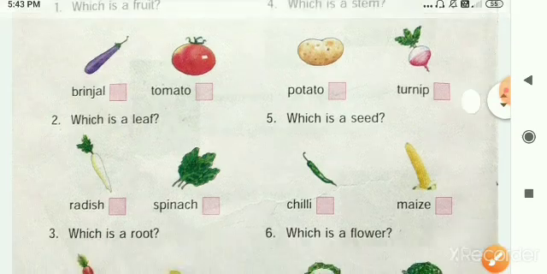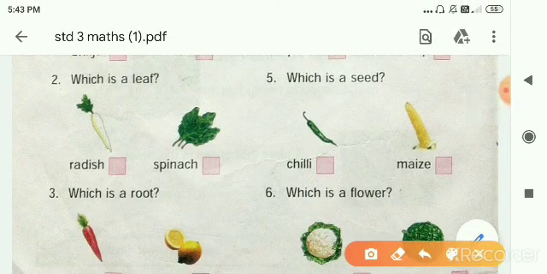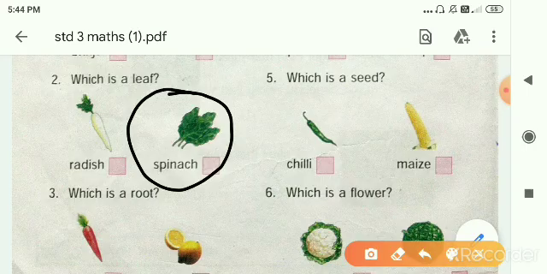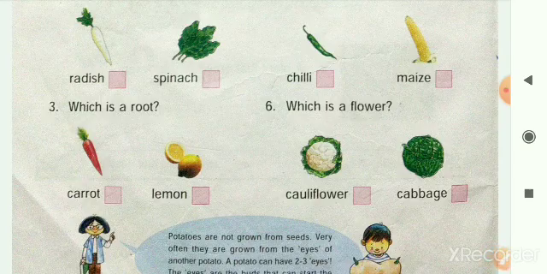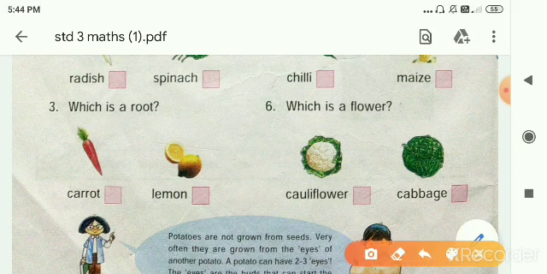Next is, which is a leaf? Radish or spinach? Yes, spinach. You know, spinach is an annual crop plant that is widely cultivated for its dark green leaves. So which is a leaf? The answer will be spinach. Then next, which is a root? Carrot or lemon? Of course, the carrot is a root vegetable, while lemon is the fruit of the lemon tree. So which is a root? The answer will be carrot. So tick this carrot.